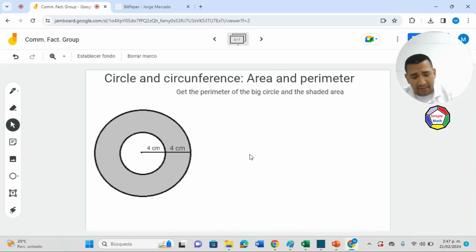So let's begin. What is the area of a circle? The area of a circle is equal to pi times the radius to the second power. So the area of the big circle is equal to 3.14, which is pi, times the radius, which in this case is 8 centimeters, exponent 2. Remember 8, because 4 plus 4 makes the biggest radius. Now we solve the parentheses.